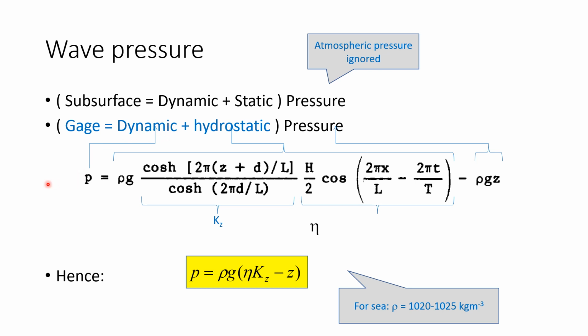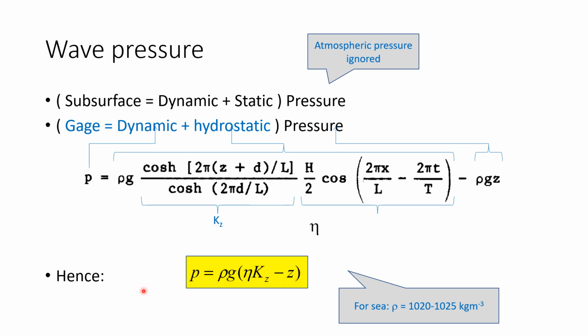The dynamic pressure is rho g multiplied by k multiplied by eta. Eta is basically the water surface displacement, and k is the hyperbolic term, which again depends on the position in the water column. So it is a very long expression, but you notice that we can actually simplify the whole expression to look like this: rho g times eta times k minus rho g times z.